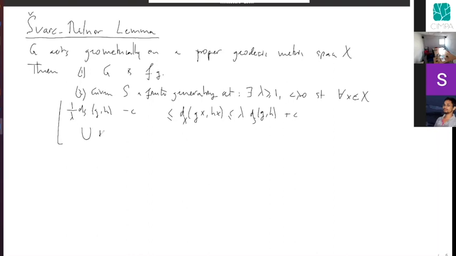And the second property is that if I look at the union of all the balls of radius C centered on the orbit of X, it covers the whole space. Okay? So let's just remind you of the simple example with the cyclic group Z with a set of integers.